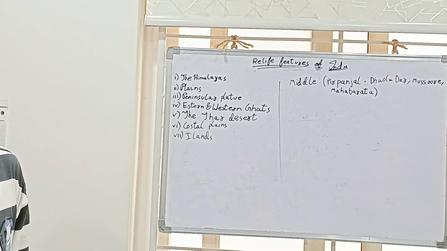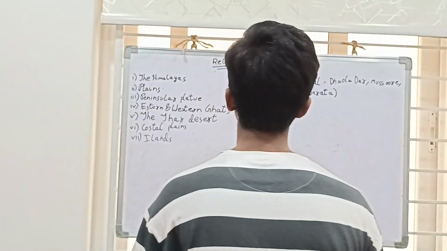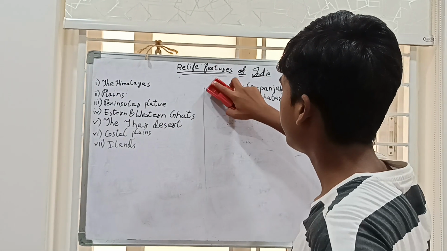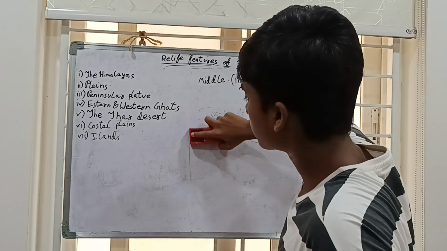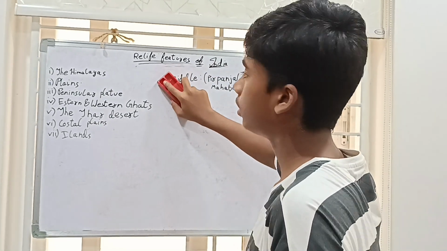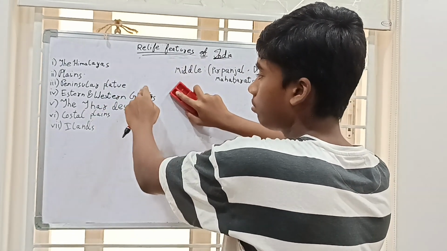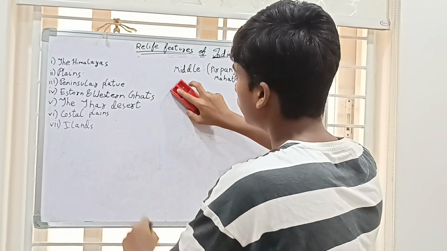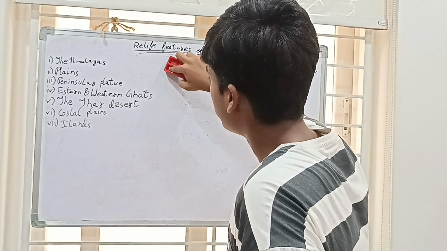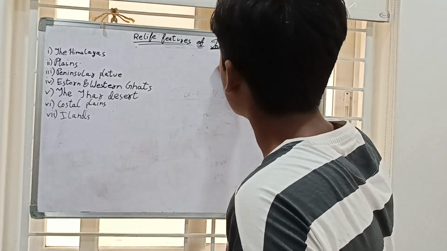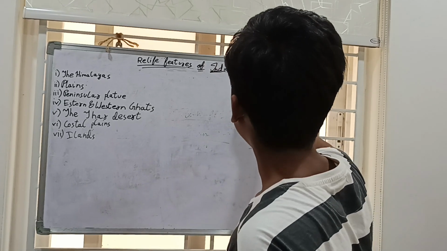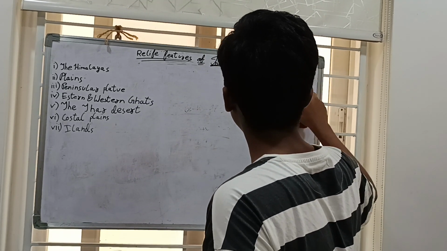Now these are the important ones. If they ask you a question like write the important relief features of India and discuss them, then you need to write about these features by name, and you should write all the possible details about those features, whatever is there in the book. Okay.